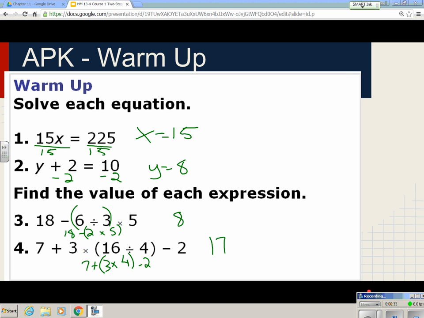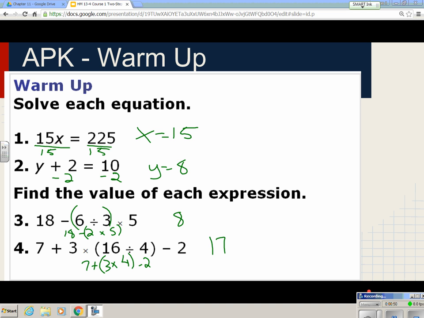Here are the answers you should have gotten for 1 through 4. X is 15, Y is 8. For number 3, the first thing you should have done is 6 divided by 3. And then that gives you 2. And then 2 times 5 before you do 18 minus something, following order of operations.